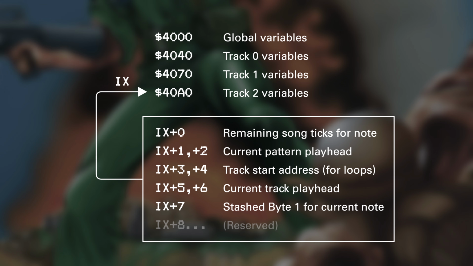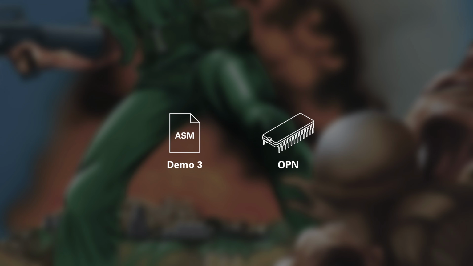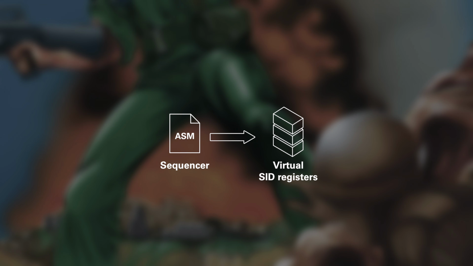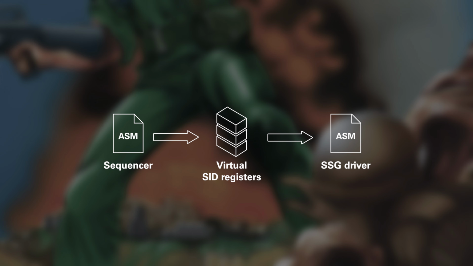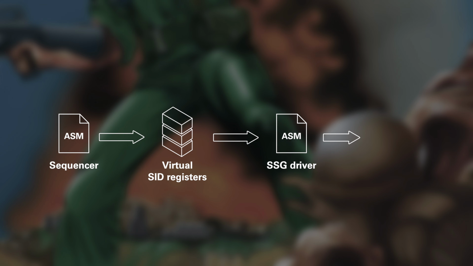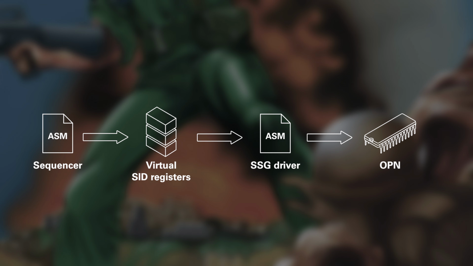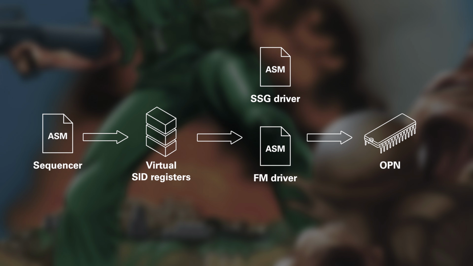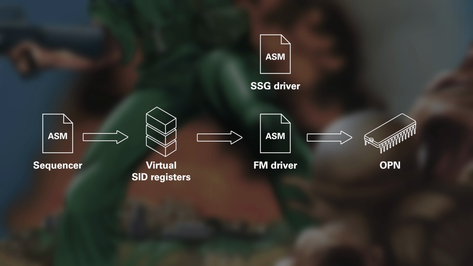And the third change is under the hood. Instead of my player code writing directly to the SSG registers, I'm now having it update a set of virtual SID registers. I then have a separate piece of code watching those registers and driving the SSG. Really, what I'm doing here is splitting the port of Rob's sequencer from the SID emulator, and that should come in handy when I come to move that emulator over to an FM implementation.